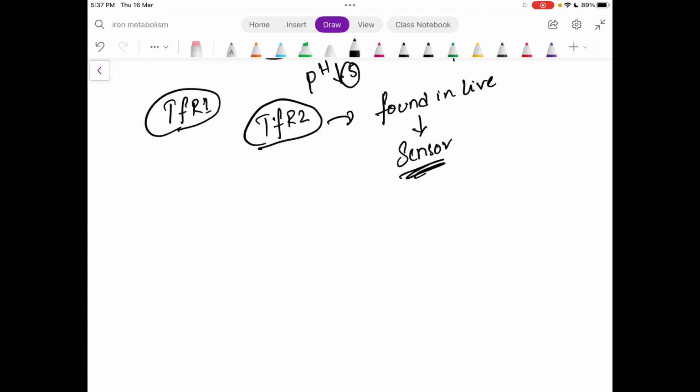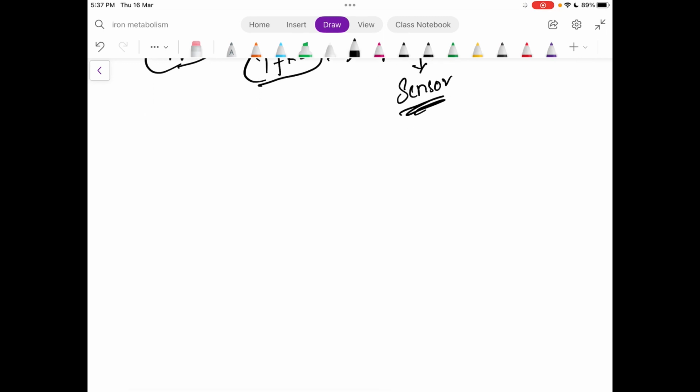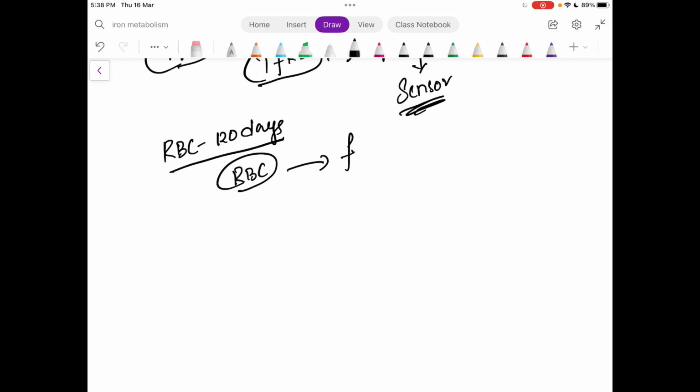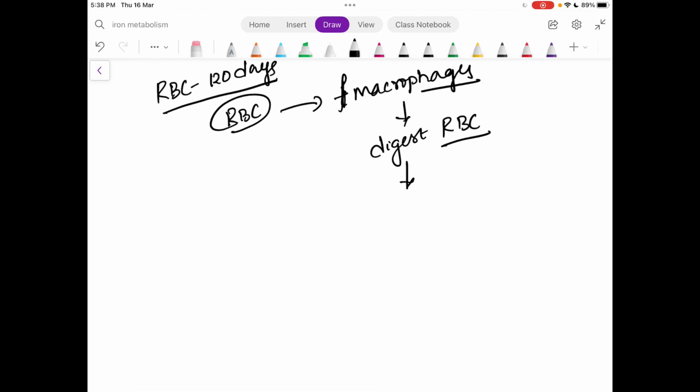But inside our body, iron is also released from RBC. Normally, RBC lifespan is 120 days. After 120 days is completed, this iron is released from RBC. These dead RBCs are phagocytosed by macrophages. And these macrophages will digest RBC. This RBC will release iron.